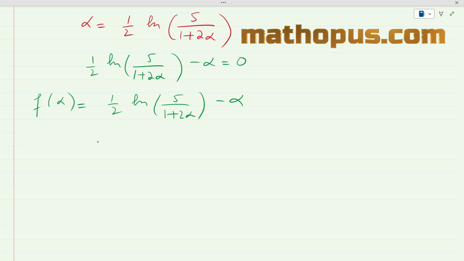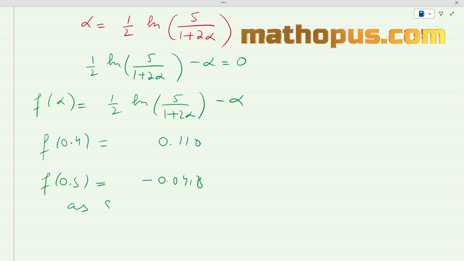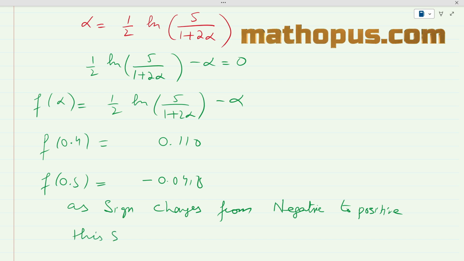First of all, we will substitute 0.4. So f of 0.4, let's see whatever the value is, then substitute f of 0.5. The sign will differ. When we substitute 0.4, we have 0.110. When we substitute 0.5, we have minus 0.0418 as the sign changes from positive to negative. This shows 1 root lies between 0.4 and 0.5.